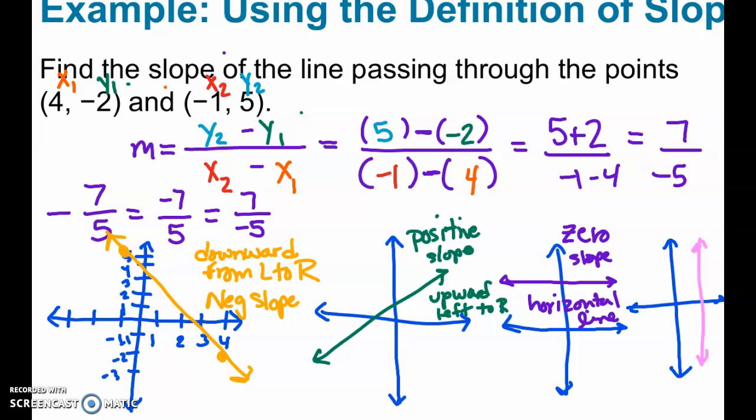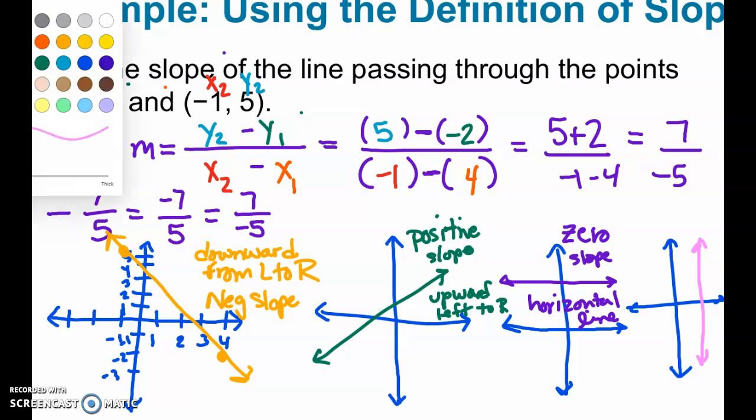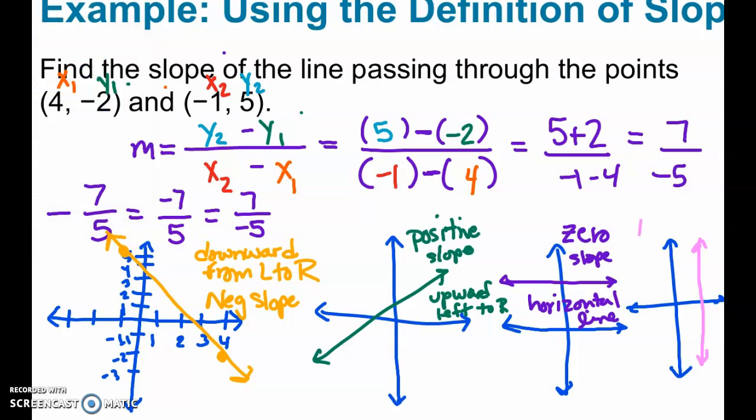So if you end up with a number divided by 0, a number divided by 0 is undefined. And if that happens, then you end up with a vertical line. So let me try to write that in here a little clearer. A number divided by 0, you're not going to write equals, because anything divided by 0 does not equal anything. You say it's undefined. So it has an undefined slope, and that makes it a vertical line.